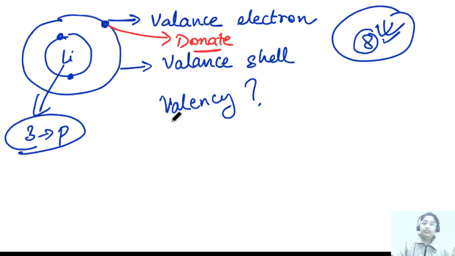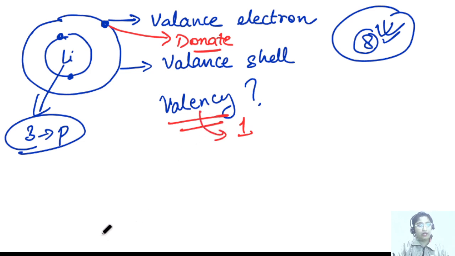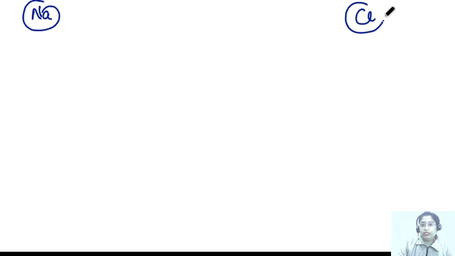So in this scenario, lithium is donating 1 electron. So what will be the valency? 1. Valency for lithium will be 1. Okay, let's take any other example. Let's take the example of sodium and chlorine.